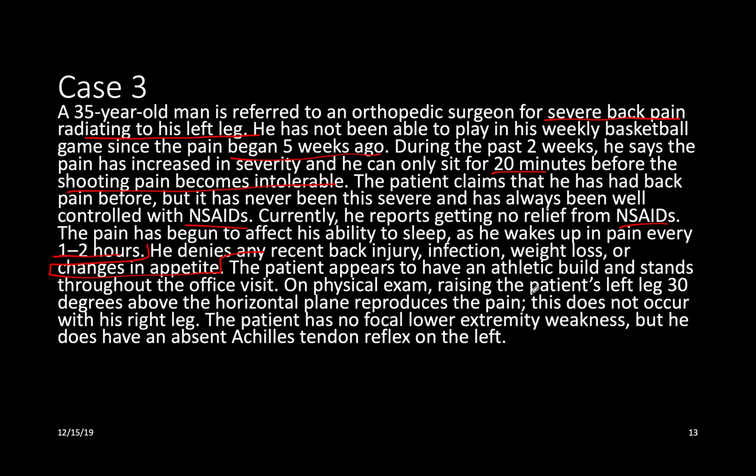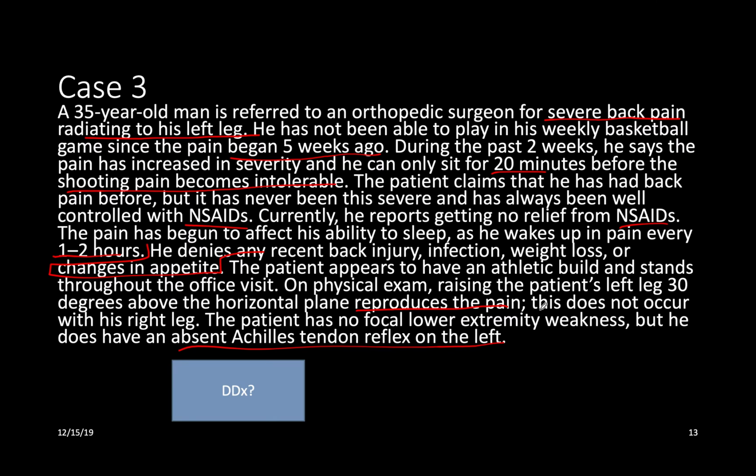On physical exam, raising the patient's left leg 30 degrees above the horizontal plane reproduces the pain. Does not occur with the right leg. The patient has no focal lower extremity weakness, but he does have an absent Achilles tendon reflex on the left. Okay. So, differential diagnosis. What are some of the things that you're really concerned about at this point? Or if you feel like you know the diagnosis, that's fine too.